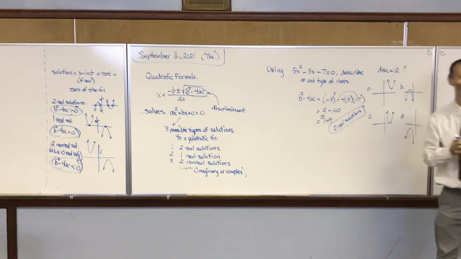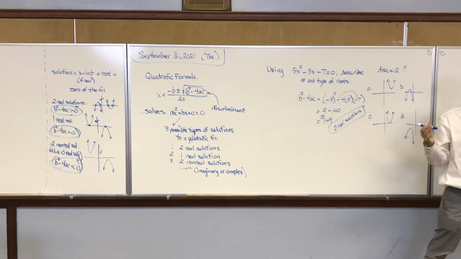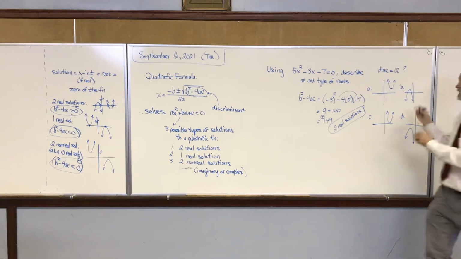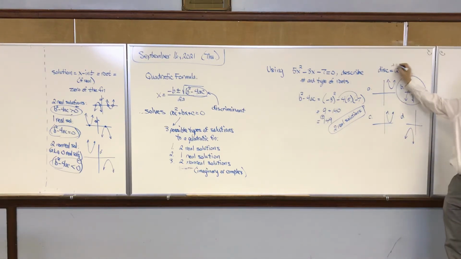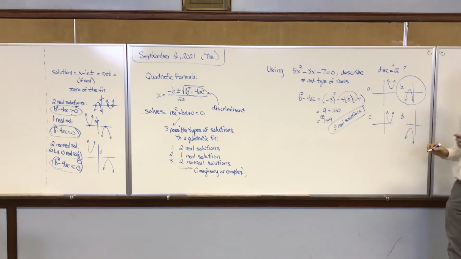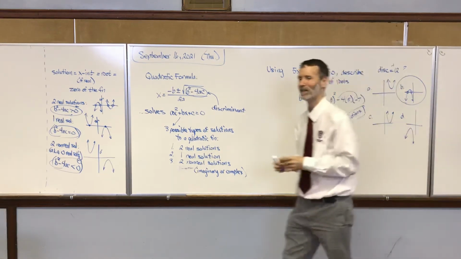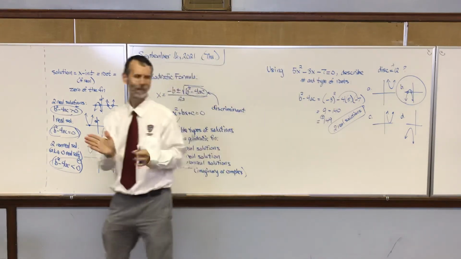Yeah. Choice B. Why do you say that? Because the discriminant is a positive number. What does that mean? It means there are 2 real solutions. And why did this one seem to be good? Because it hits the x-axis. Right. It hits the x-axis twice, which means there are 2 solutions that are real. Ta-da. And it's right. Make sense?